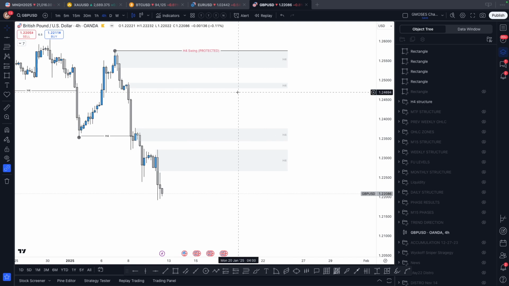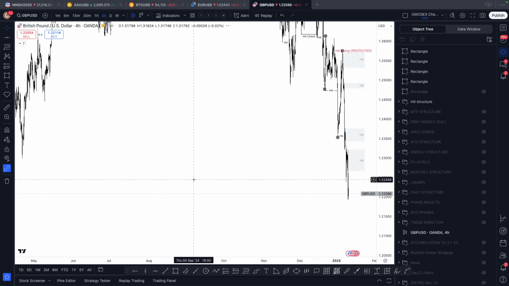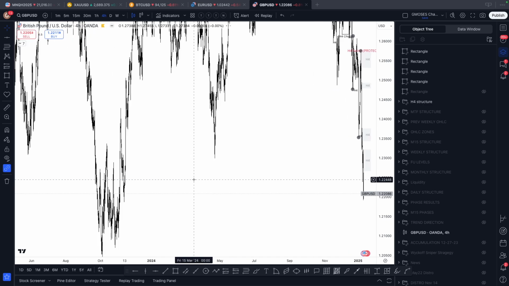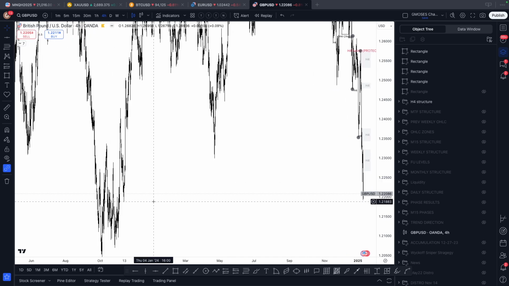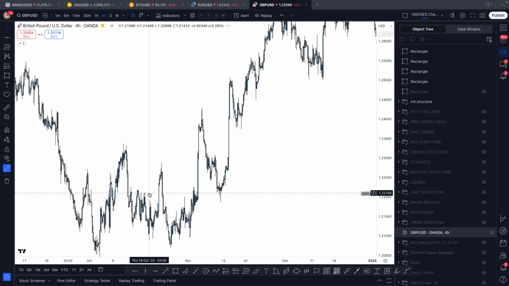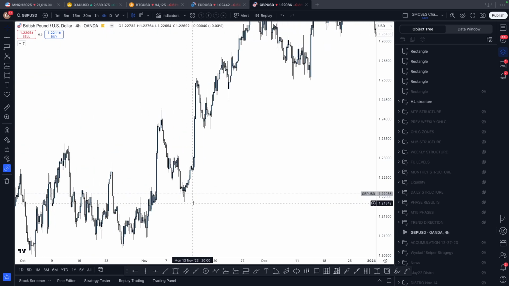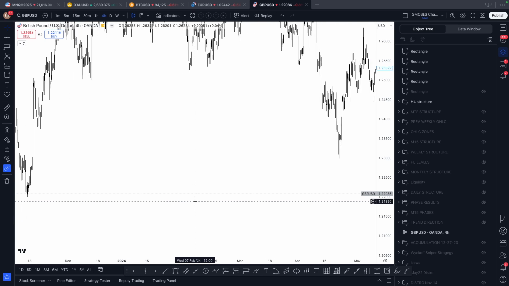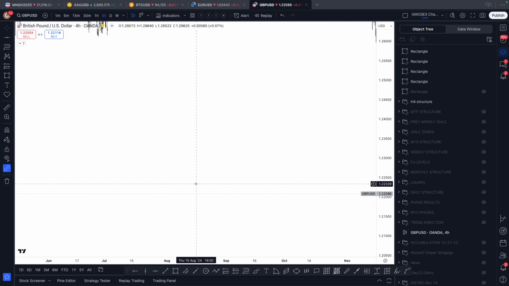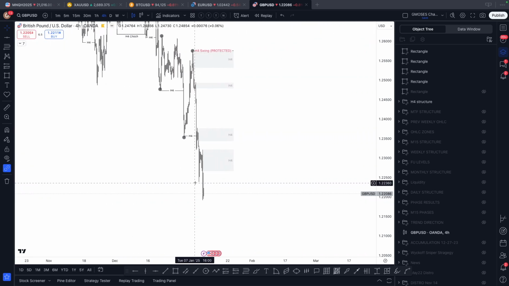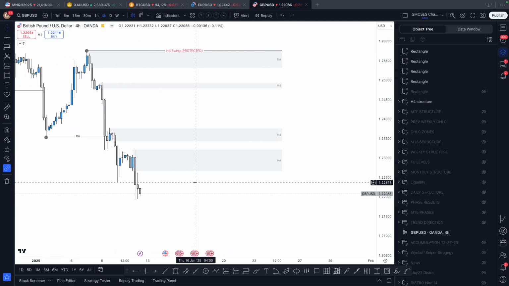Okay, so this currently right here is our 4 hour structure. And so let's look to the left to see if it took out any liquidity or anything. It didn't, but we actually came down in this area here. Okay. All right, so from a 4 hour perspective, this is what we're looking at on the 4 hour time frame.